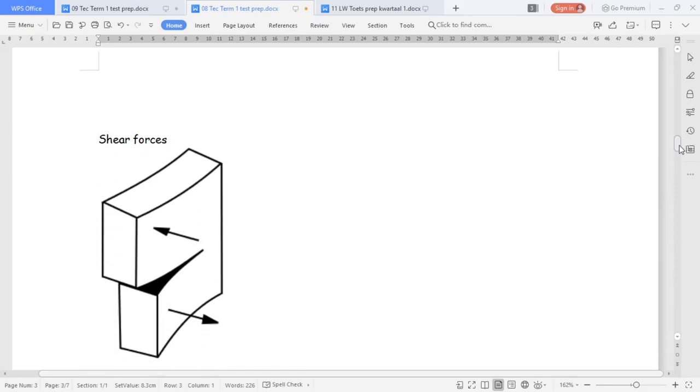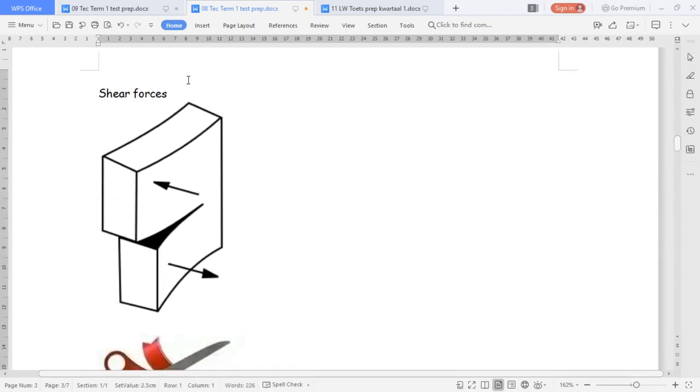Right. Then we have the last one, shear forces. So shear forces, we've got sliding past each other. We've got different examples of that. They can slide towards each other and go past, or away from each other and go past, but it's basically moving past each other.